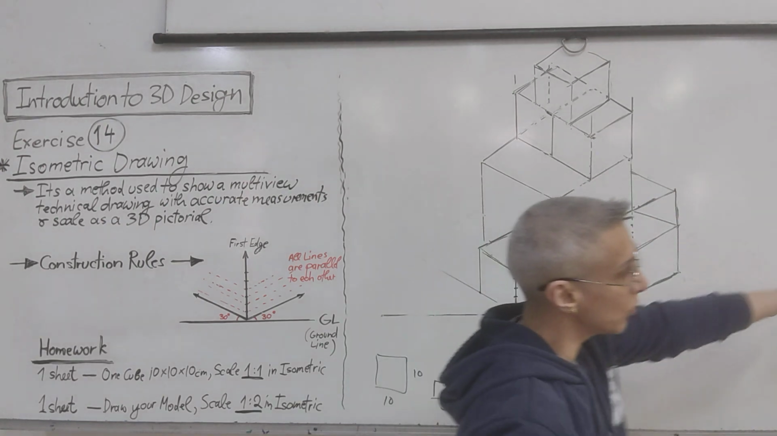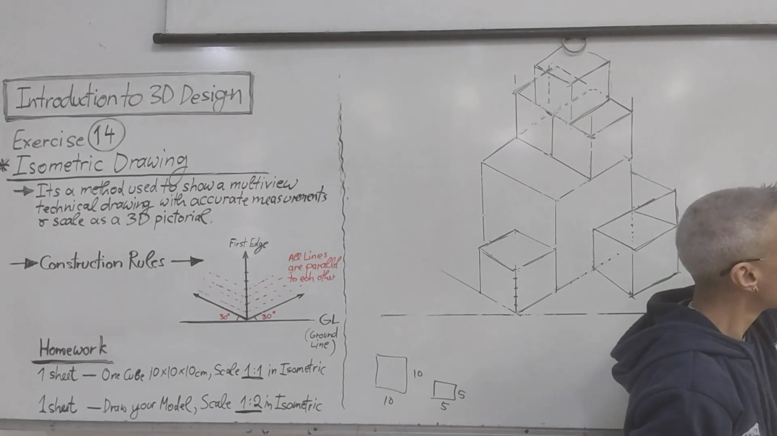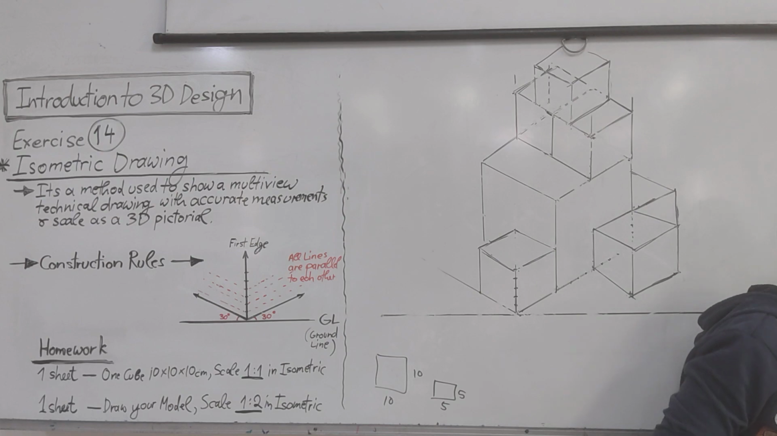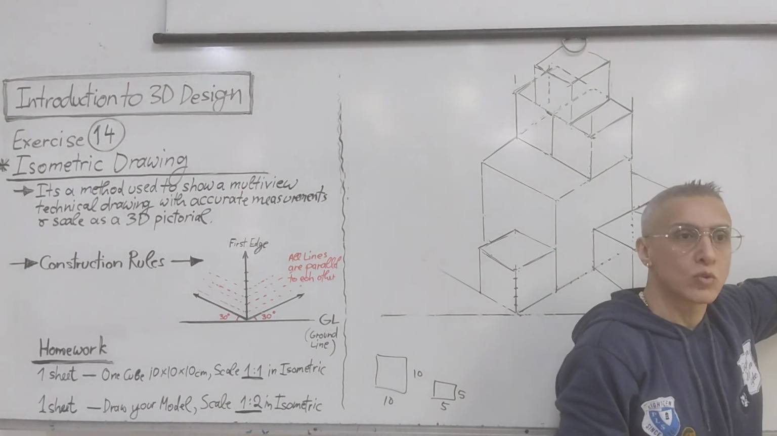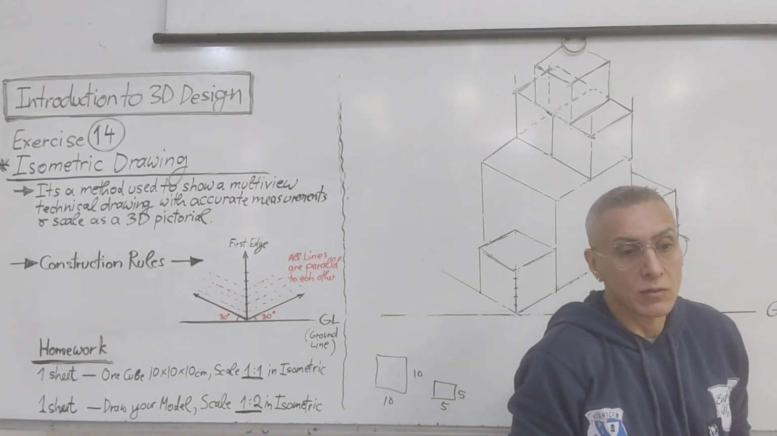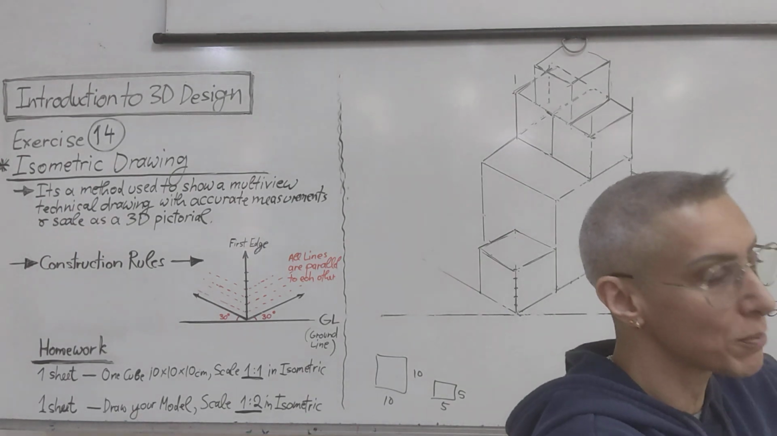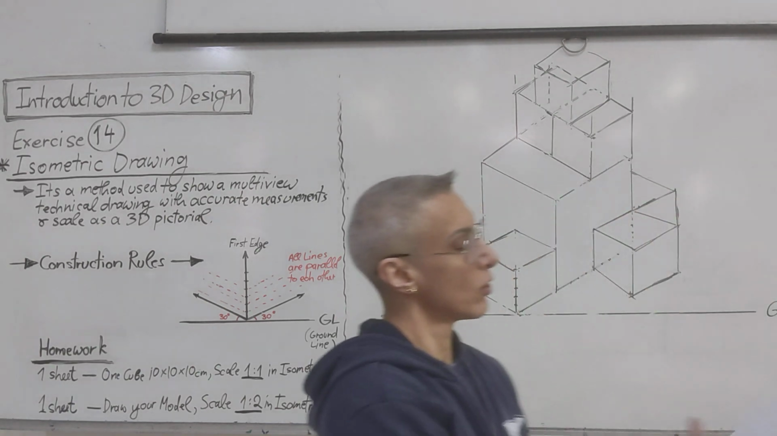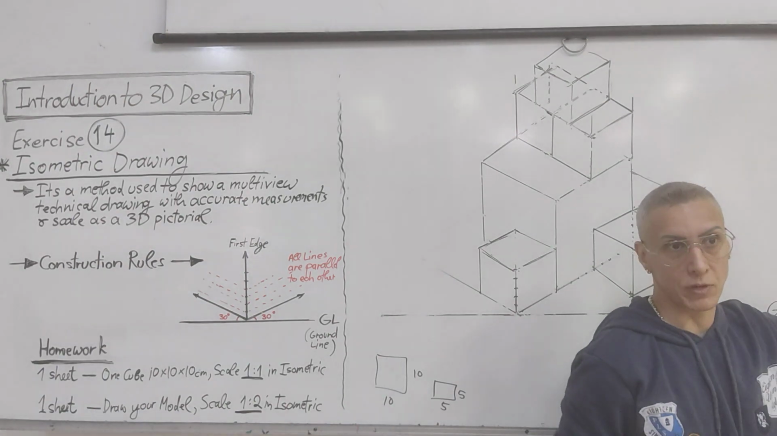Now, in your model, you have three types of cubes: 1.5, 1.0, and 1.5. So, you will draw in scale 1 to 2. Not 1 to 1, 1 to 2, because if you draw scale 1 to 1, you won't have space on the paper. There will be no space here. Okay? So, you need to draw 1 to 2 scale. In 1 to 2 scale, this will be the measurements of the cubes.